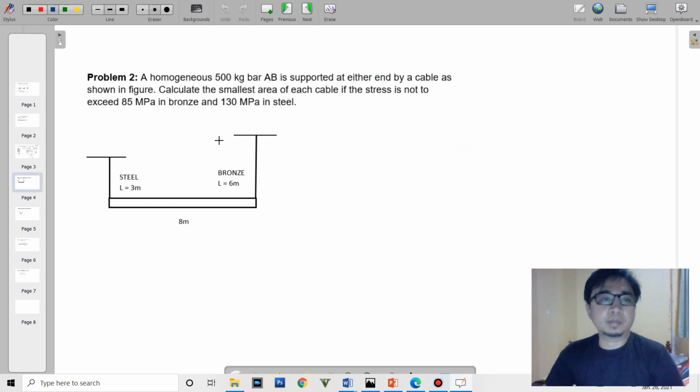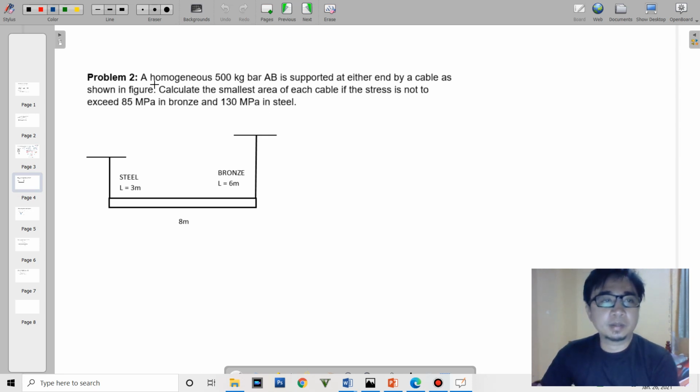So next problem. A homogeneous 500 kilogram bar AB is supported at either end by cables as shown in the figure. We have here a steel cable which is 3 meters in length and a bronze cable on the other side which is 6 meters in length. Calculate the smallest area of each cable if the stress is not to exceed 85 megapascals in bronze and 130 megapascals in steel.